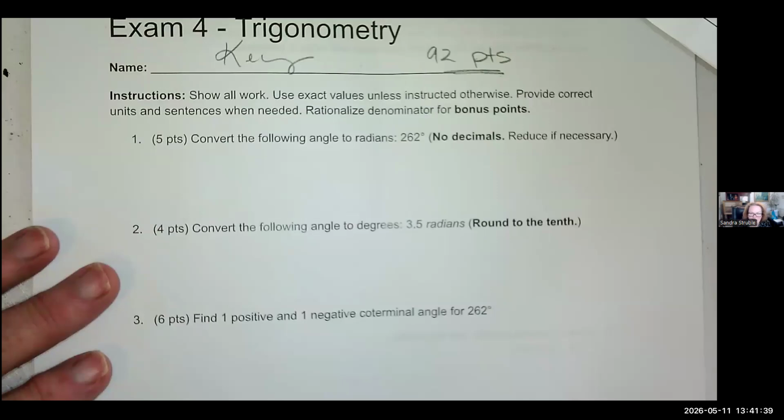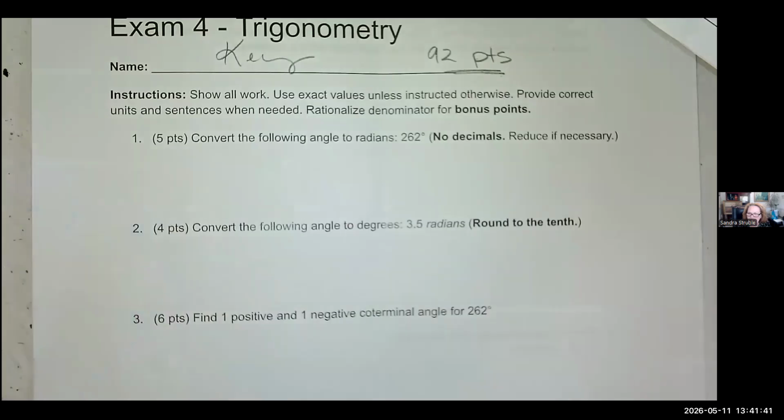So I just reread my instructions and it looks like I gave some points to people that I wasn't going to give points to. It says show all work. Here's the part that I gave points to. Those of you who answer with decimals that aren't allowed. It says use exact values unless otherwise instructed. Provide correct units and sentences when needed. Rationalize the denominator for bonus points. Most of you did fantabulous with that.